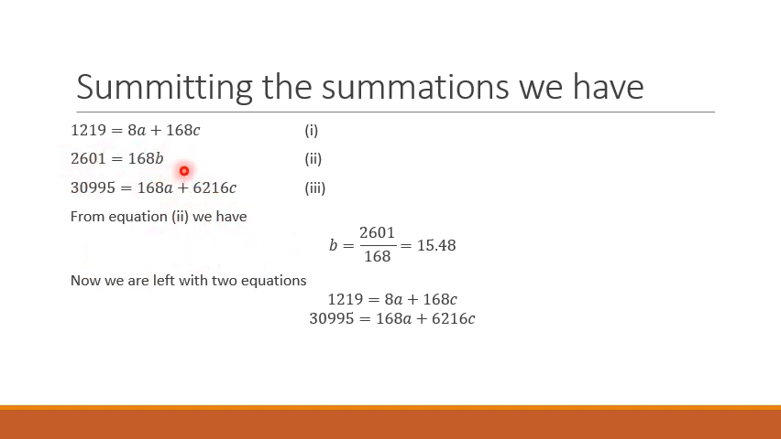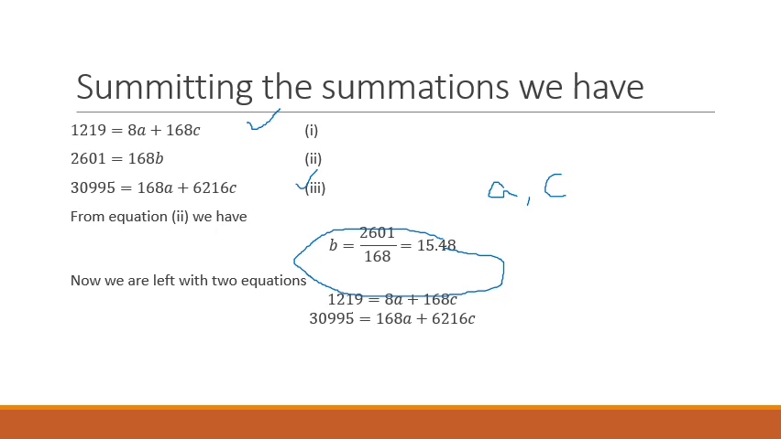Now from equation 2 we can estimate the value of b. So we divide the whole equation by 163, oh sorry, 168. So we have estimated the value of b. Now we are left with a and c. To estimate the values of a and c, we have two equations, equation 1 and equation 3. Now you can estimate the values of a and c by solving these two equations by any method.